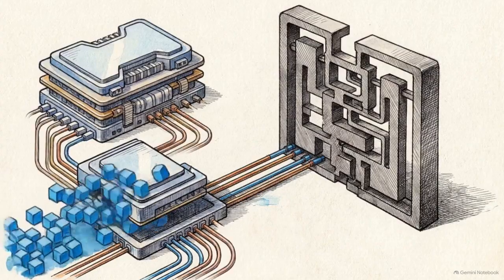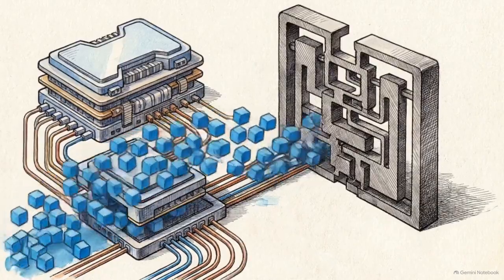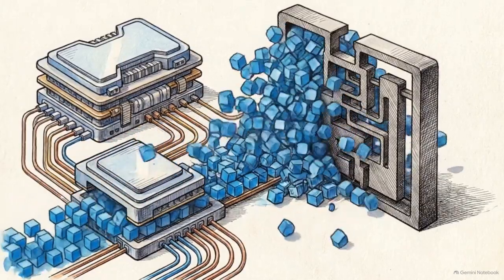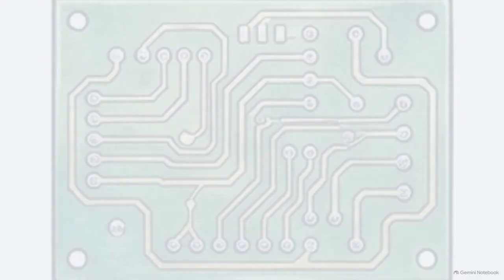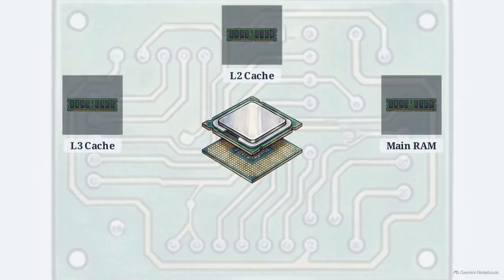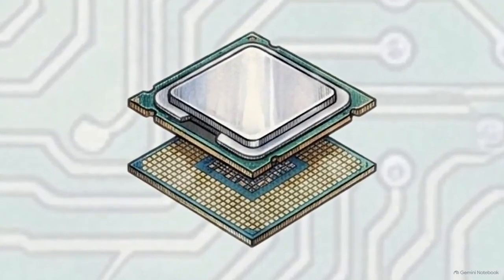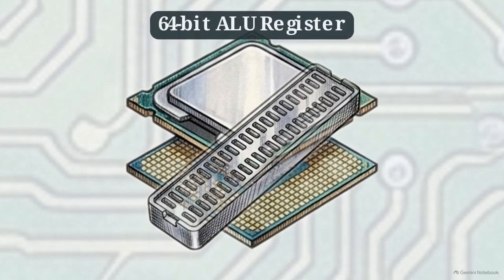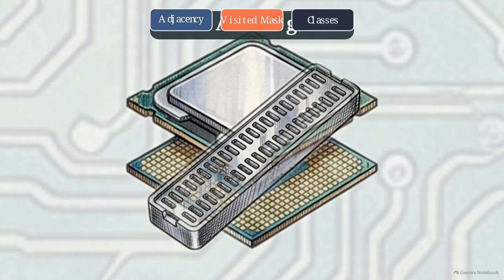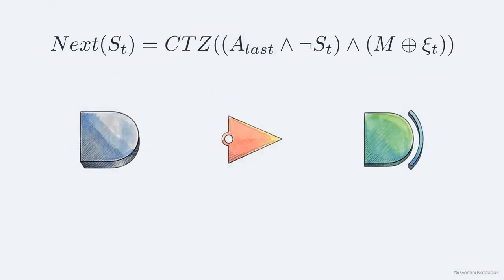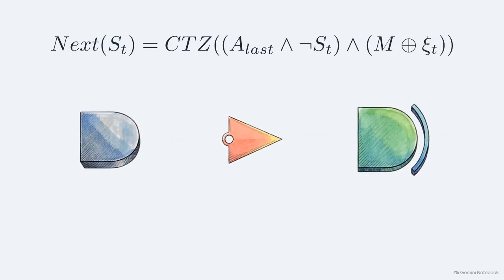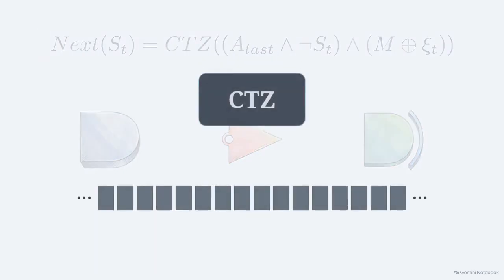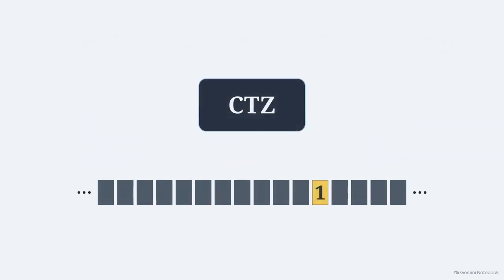Every cache miss or heap allocation wastes hundreds of clock cycles, where the processor does nothing but wait. Pirolo's architecture maps the entire problem state, the adjacency map, the visited mask, and the node classifications, directly into 64-bit CPU registers. To move to the next valid node, the algorithm uses a single chain of pure bitwise operations, AND, NOT, and XOR, combined with dedicated hardware instructions like count trailing zeros.